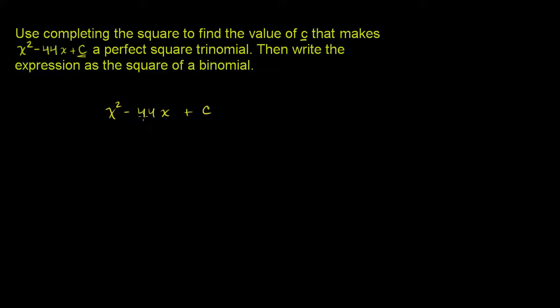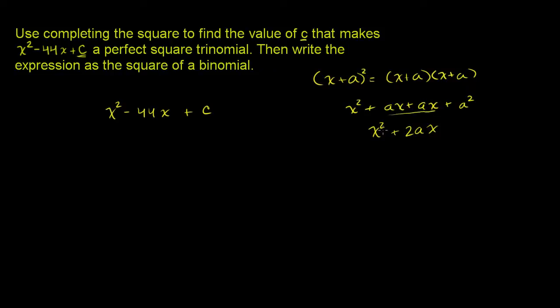So how do we make this into a perfect square? Well, if you just look at the traditional pattern for a perfect square, let's think of it in terms of (x plus a) squared. That's the same thing as (x plus a) times (x plus a). And we've seen this before. If you were to multiply this out, that's x times x, which is x squared, plus x times a, which is ax, plus a times x, which is ax, plus a times a, which is a squared. So it's x squared plus 2ax, since you have an ax plus an ax, plus a squared.